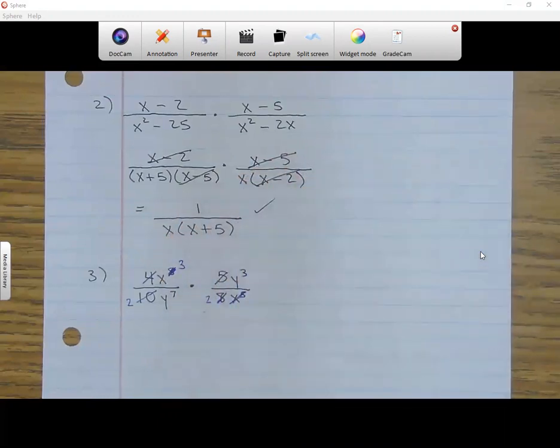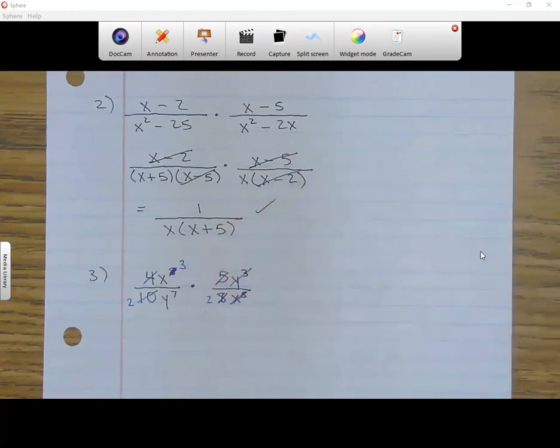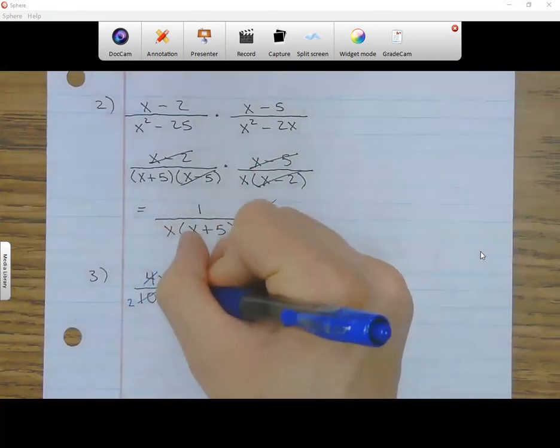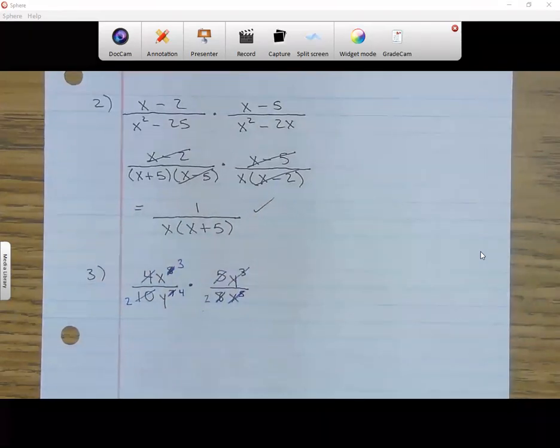Okay, so now the x's are done. Let's move on to the y's. I can get rid of 3 y's at the top, like this. But if I do that, I have to get rid of 3 y's at the bottom. 7 minus 3 is 4, so that 7 is going to change into a 4, right? I'm just taking away 3 from 7. That's it. Okay, so what am I left with?